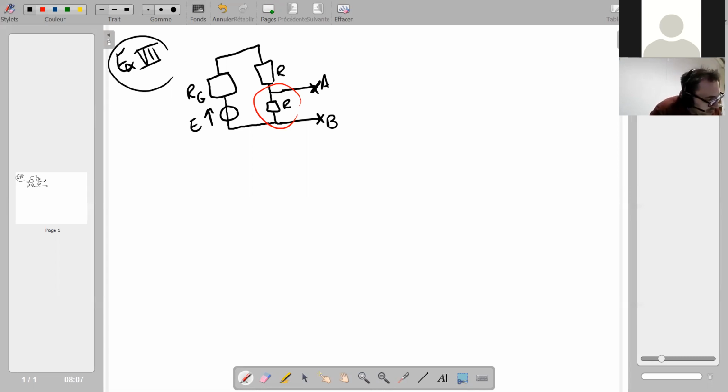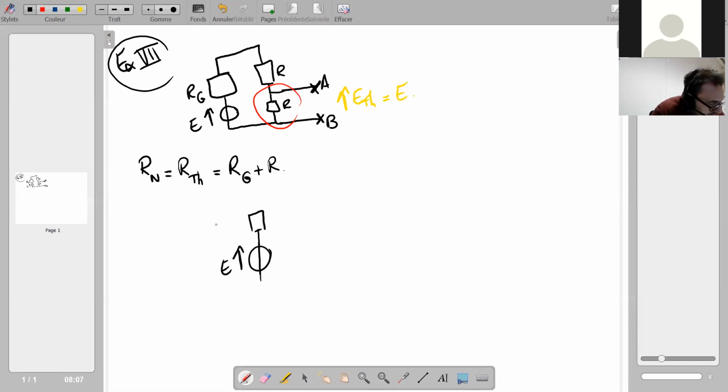So quite simple. Let's say either Norton or Thevenin lead to RG plus R. And then if you go for ETH in that way, you will find that it's equal to E. So at the very end, you have this: A, B, just put the R back, which is the load.